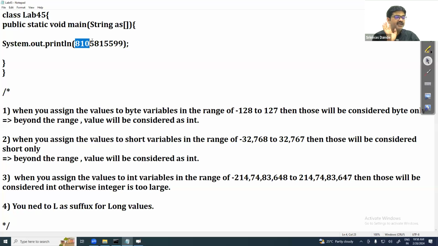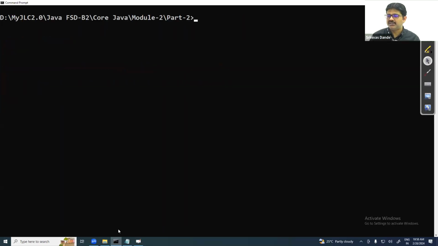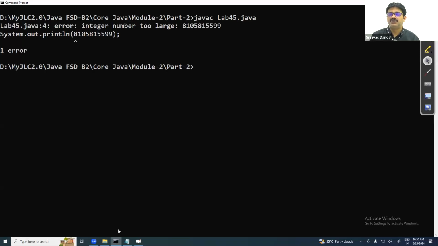But I am not assigning it to any variable. What will it do? I am representing an integer number. Whether you assign it to a variable or you are trying to use it, if you write an integer number anywhere, that should be in the int range. And if it is not in the int range, you have to say it as long. If you're not saying long, again it will be considered as an int, the same point I'm stressing again and again. 45 now. See, it's telling integer number too large.